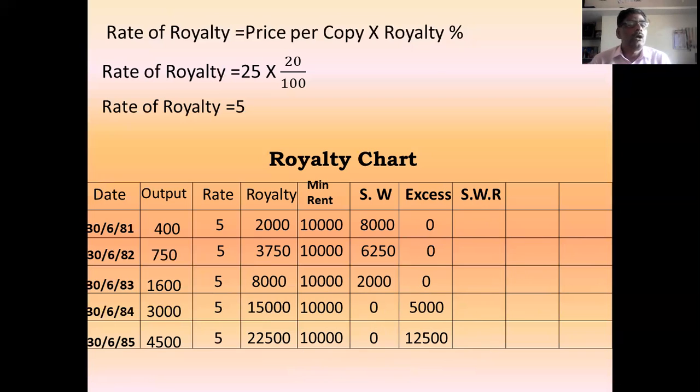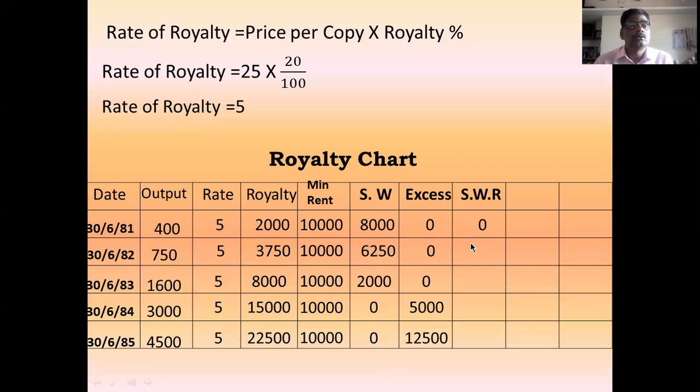For the recovery of short working, the instruction given in the problem is that you are permitted to recover the short working in the next 3 years. Next 3 years means this 8,000 can be recovered in 1982, 83, 84. These are the next 3 years. And for the 6,250, next 3 years are 83, 84, 85. And for this 2,000, next 3 years are 84, 85, 86. Like this, you have to consider the next 3 years to recover the short working.